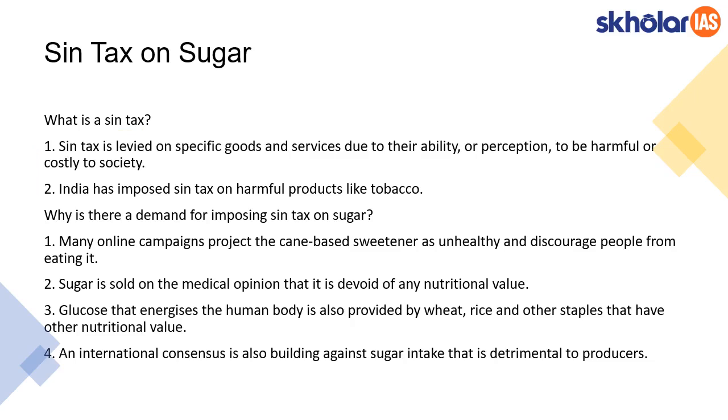Imposing sin tax on tobacco is understandable. But why is sin tax imposed on sugar? There is basically a health consciousness that is growing among people which views sugar as an unhealthy product that is totally devoid of any nutritional value. And they also see a replacement in the form of wheat, rice and other things. So just because sugar is seen as an unhealthy product, sin tax is being demanded on sugar. But this would have some detrimental impact on producers of sugarcane and mill producers.